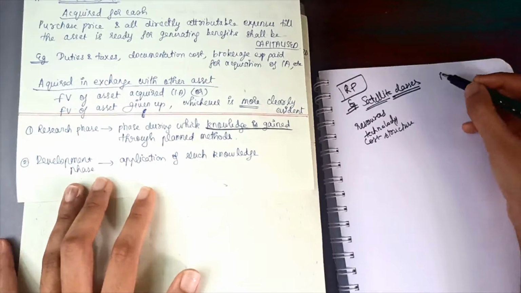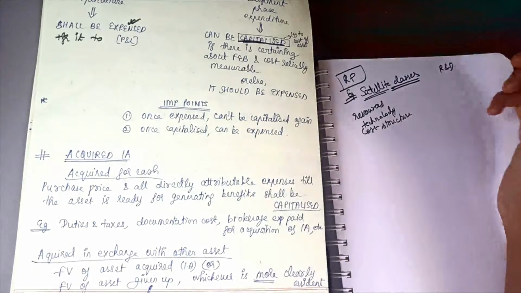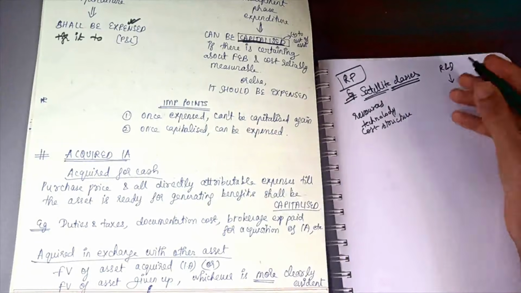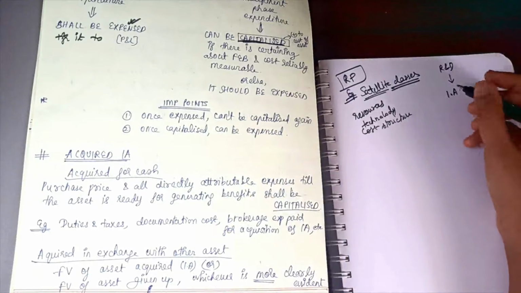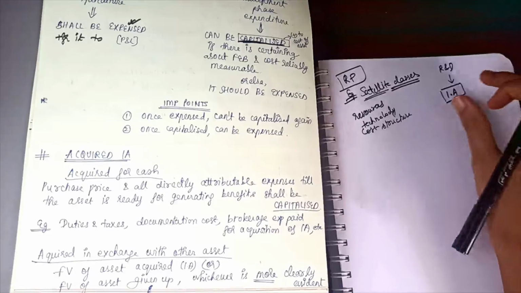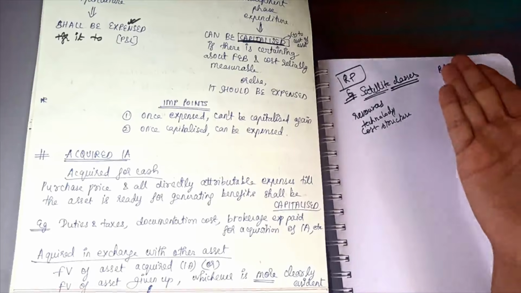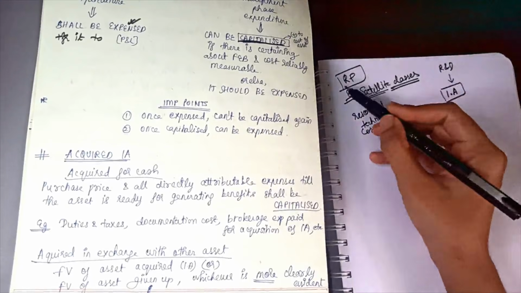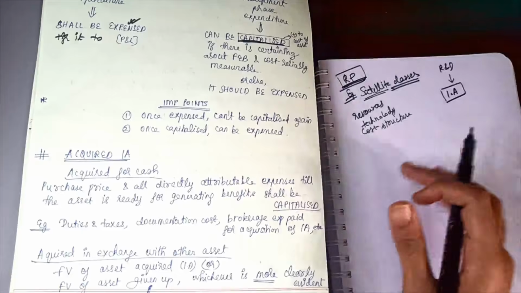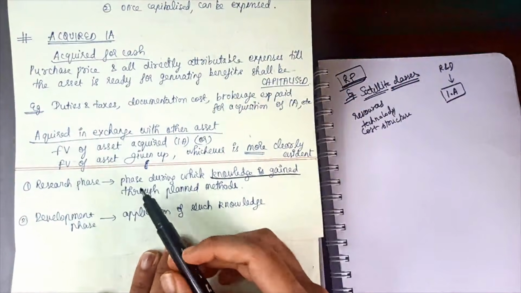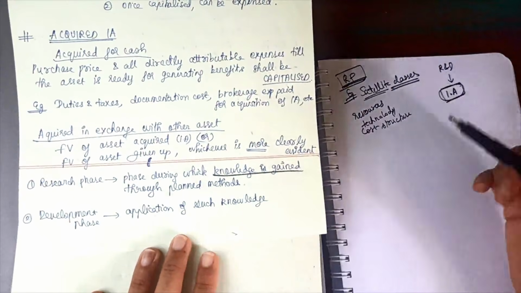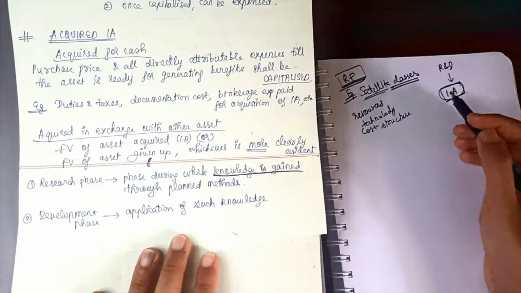So in every company you will have an R&D department. The research and development department, before they self-generate an intangible asset, will first research about this intangible asset, whether it is feasible for them, whether they have the resources, whether they have the technology. They do this in the research phase. That is the phase during which knowledge is gained. That means you gain knowledge about the intangible asset you are going to generate later.